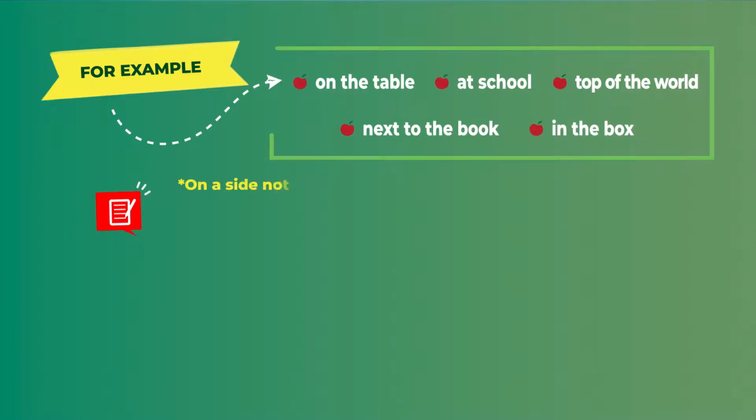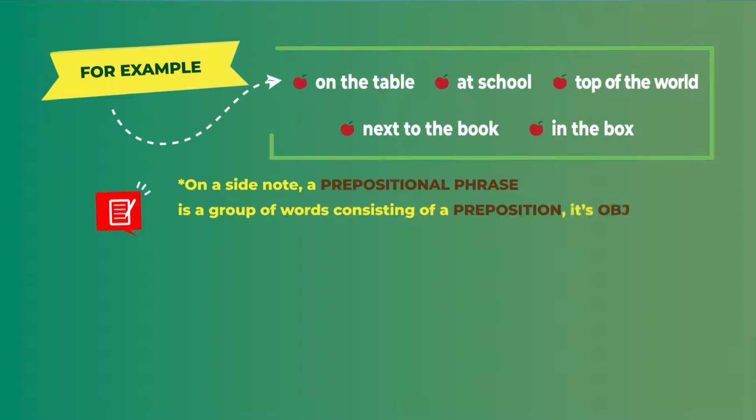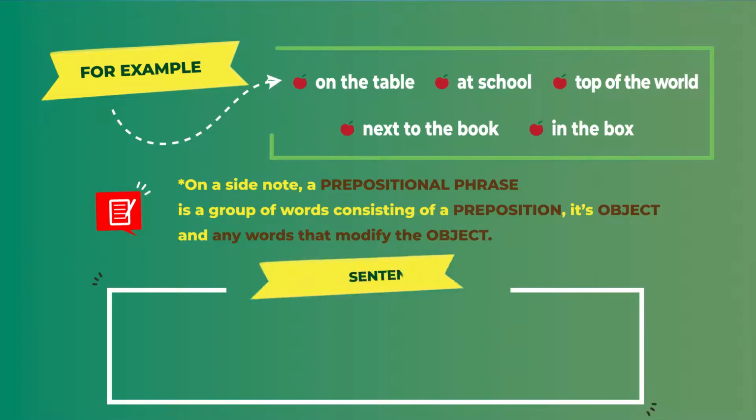On a side note, a prepositional phrase is a group of words consisting of a preposition, its object, and any other words that modify the object. Most time, a prepositional phrase modifies a verb or a noun. I know this sounds a little confusing to you, but we'll break down everything about prepositional phrases soon, so don't you worry. Using the sample sentence we have earlier, can you tell me how many prepositions do we have in the sentence?